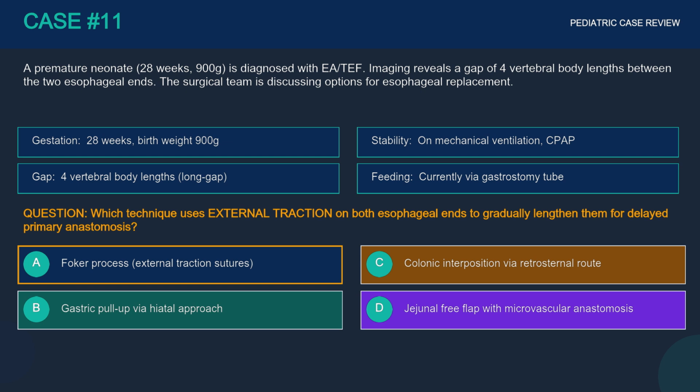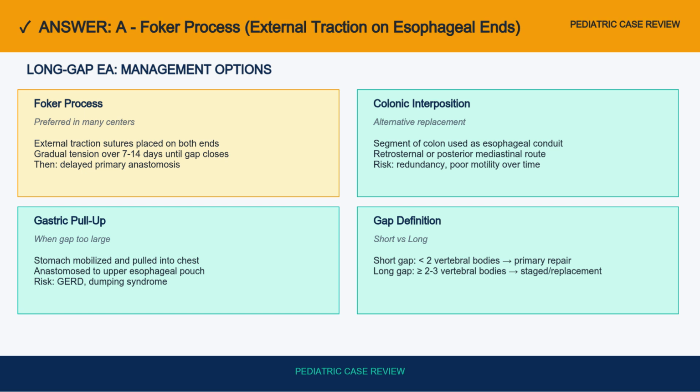Option A, the Foker process using external traction sutures. Option B, gastric pull-up via a hiatal approach. Option C, colonic interposition via a retrosternal route. Option D, jejunal free flap with microvascular anastomosis. The correct answer is option A, the Foker process.